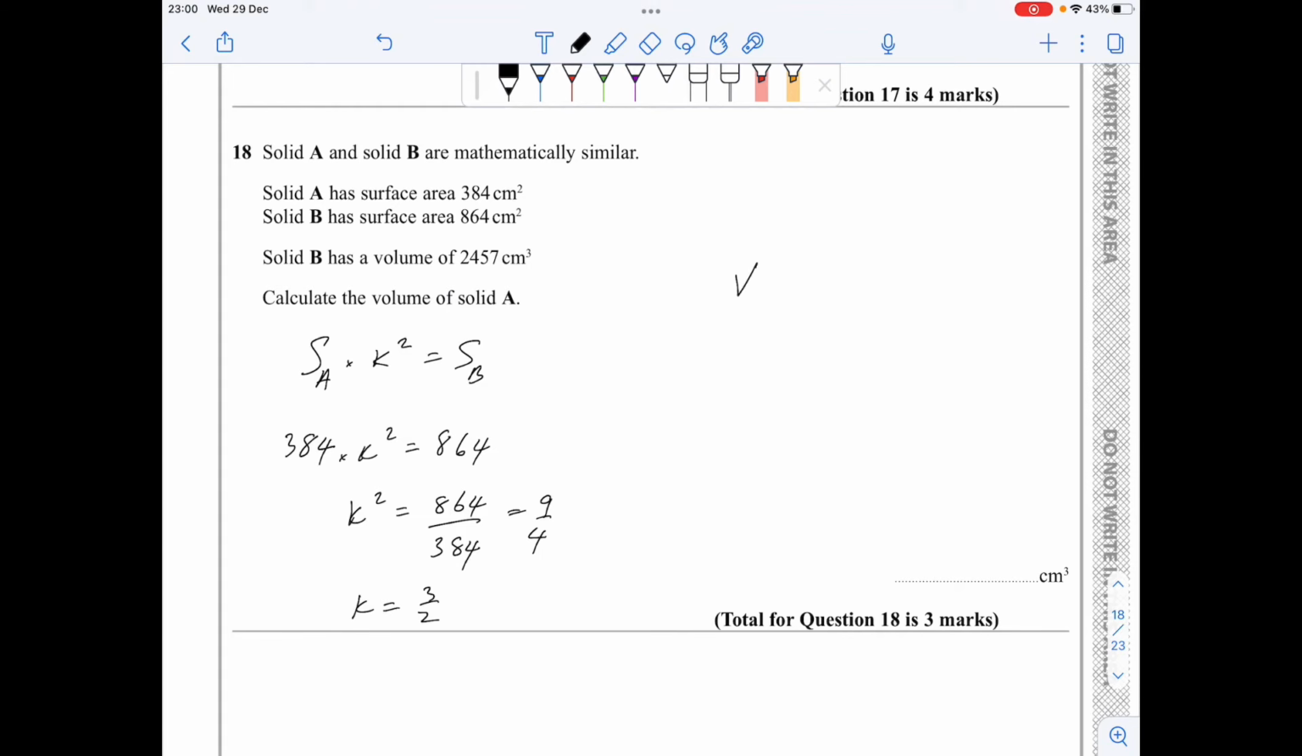So the volume of A times k to the power of 3 is equal to the volume of B. So the volume of A is the volume of B divided by the scale factor cubed, and this will be equal to 2,457 over 3 over 2 to the power of 3, and the answer comes out to be 728 cm cubed.